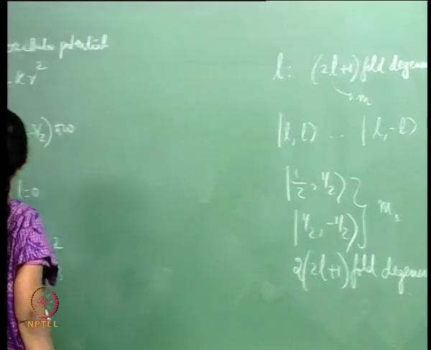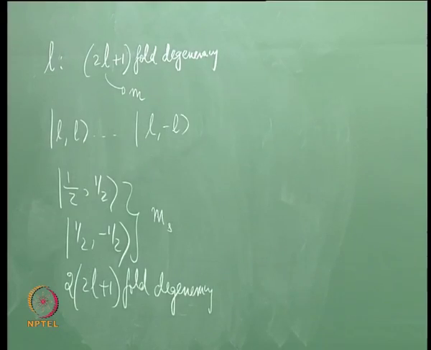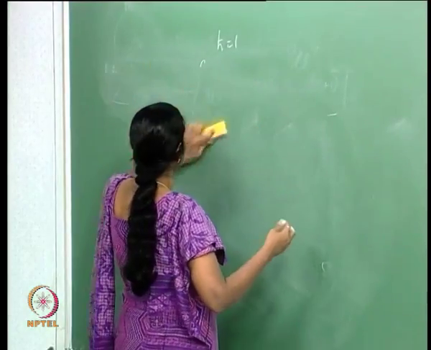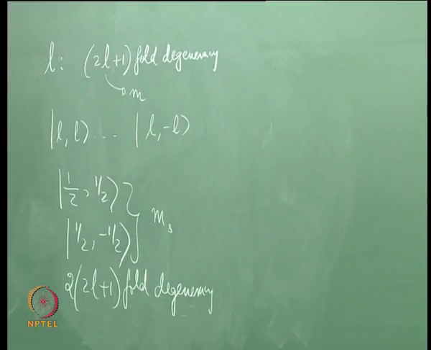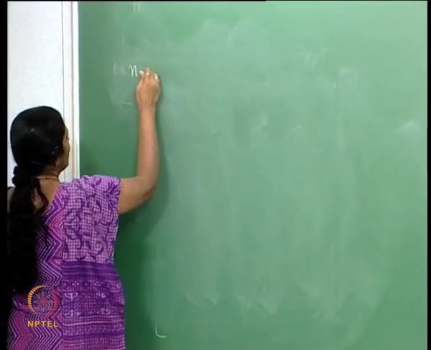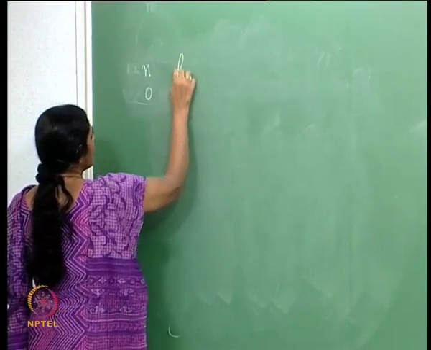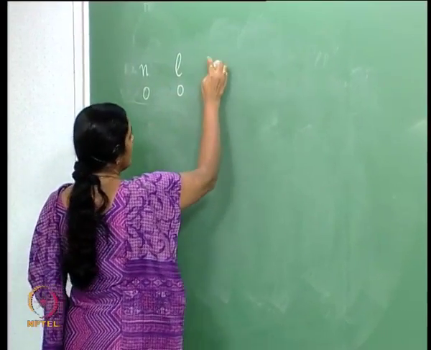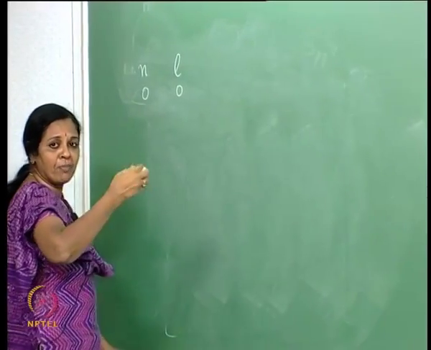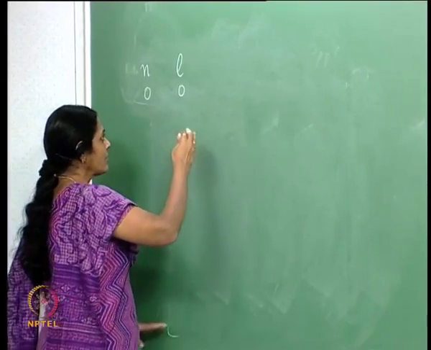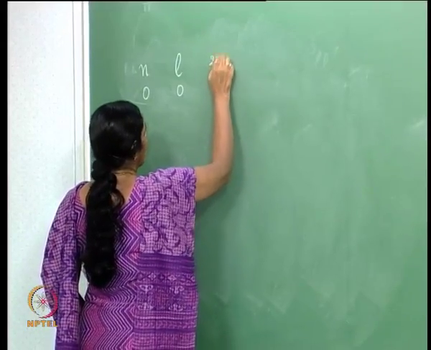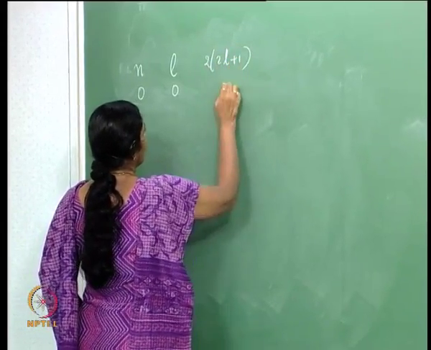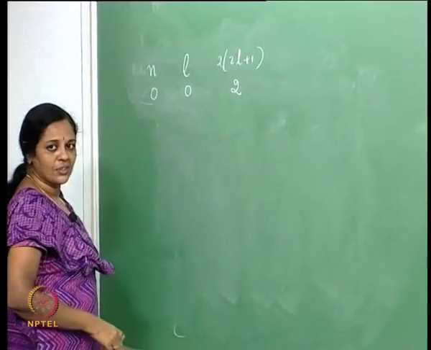So, now let us do this calculation. I have not put in the spin orbit coupling term at all. I am just working with the oscillator. So, let us start with n equals 0. So, L takes value 0. The degeneracy, which means the number of particles, number of protons for instance, which I can put in this level, is twice 2L plus 1, which means I can put in 2 protons.